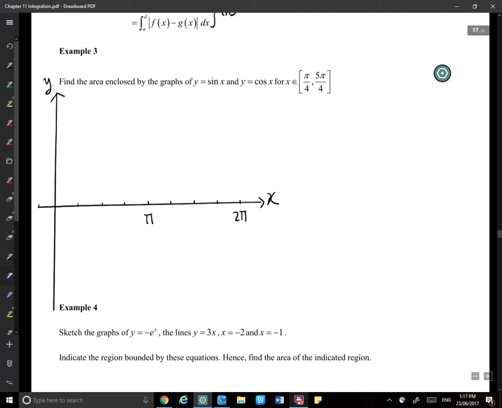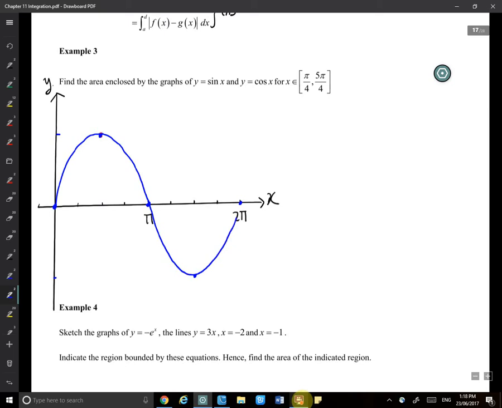I'll use a blue graph. Let's say here is 1, here is -1. Sine will start at 0. At pi over 2, it will go to 1. Pi will be back to 0. 3 pi over 2 will be -1, and 2 pi is 0. So you will have this graph for sine. The blue one is sine x.